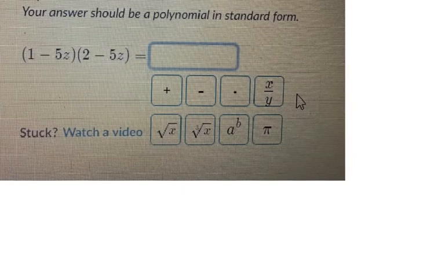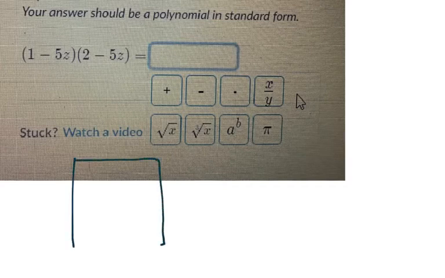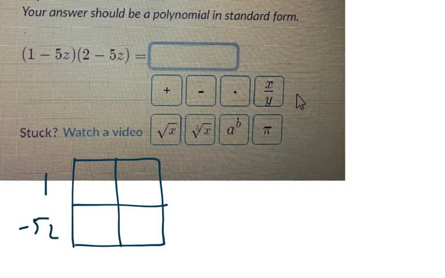Let's do another problem. This one has a little surprise I think some of you struggled with. So I'm going to set up my box. And I'm going to do 1 minus 5z down the side, right? And 2 minus 5z across the top.